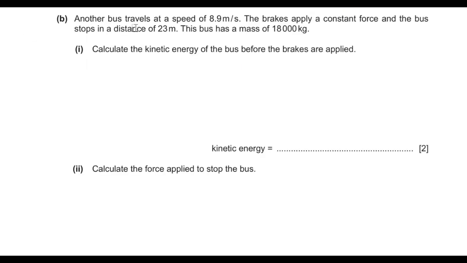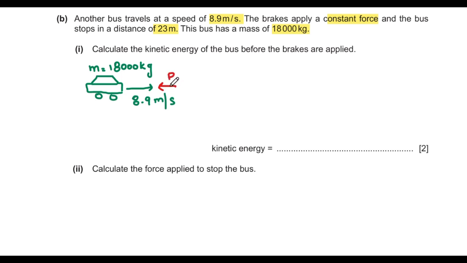B part says another bus travels at the same speed of 8.9 meter per second. The brakes apply a constant force and the bus stops in a distance of 23 meter. The bus has a mass of 18,000 kilogram. So here we have a bus and the mass of the bus is 18,000 kilogram, and this bus is moving with velocity 8.9. Then we apply a force, or we apply the brakes to stop this bus, and after traveling a distance of 23 meters the bus finally stops.